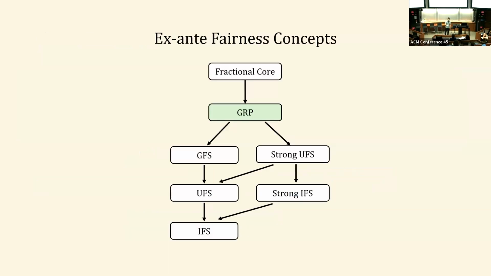Okay, so we show that this is indeed stronger than GFS and strong UFS and unites the two hierarchies. And it is a relaxation of fractional core. So then the question is, is it tractable?